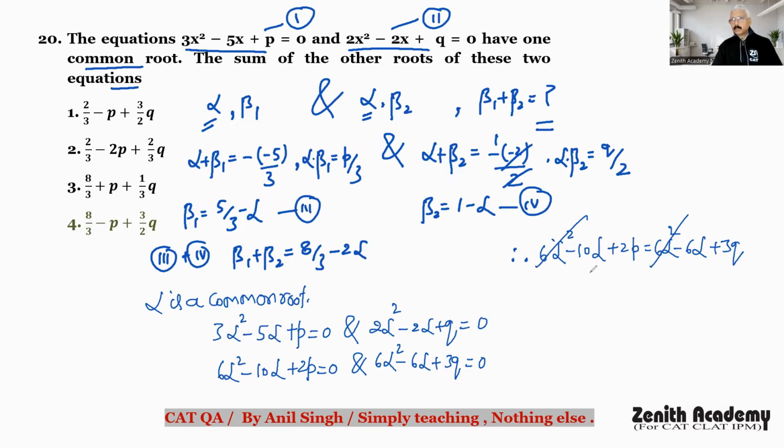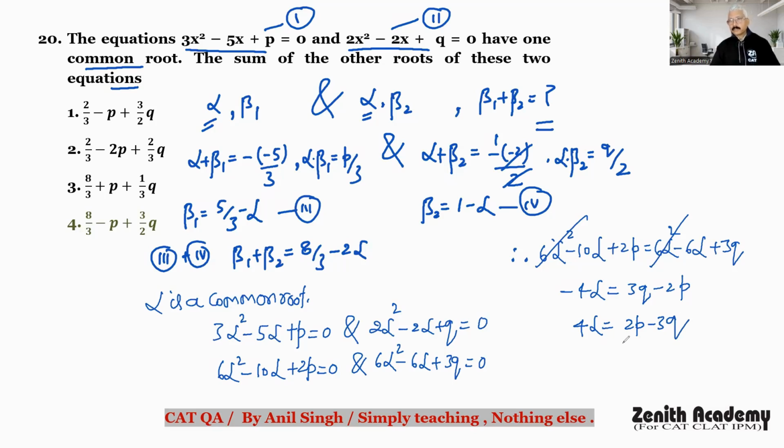And this, minus 10 alpha minus 6 alpha. So minus 4 alpha. And this will be 3q minus 2p. So it is 4 alpha is equal to 2p minus 3q.